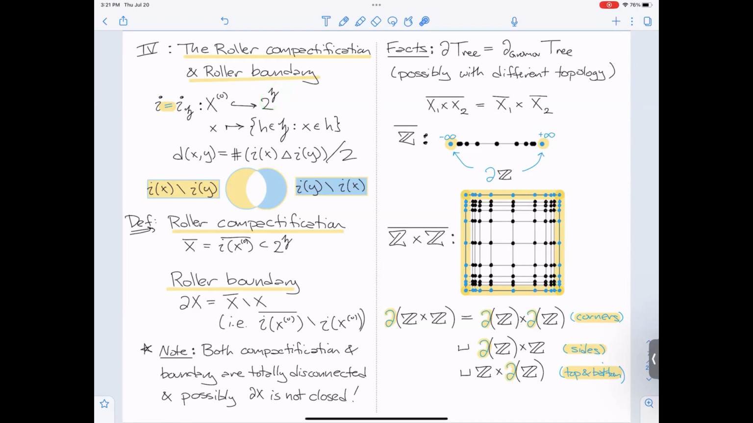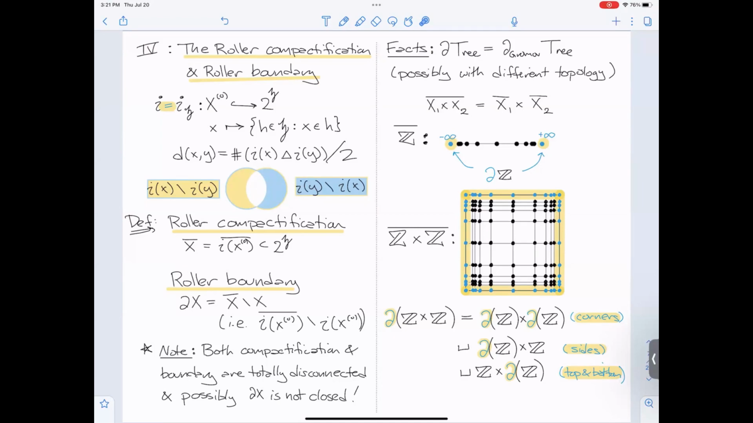I have managed to find an injection into that compact space, and therefore I can just close it in the image, and that gives me the Roller compactification, and I can also remove the image of that map, and that gives me the Roller boundary. It's important to note that both are totally disconnected, as they are a subset of a totally disconnected space. And it is possible that the boundary may not be closed. It won't be closed when essentially the space is not locally compact.